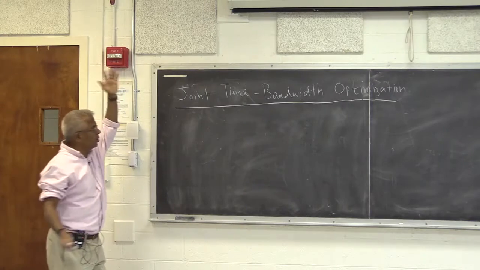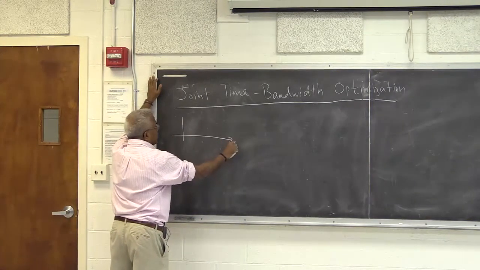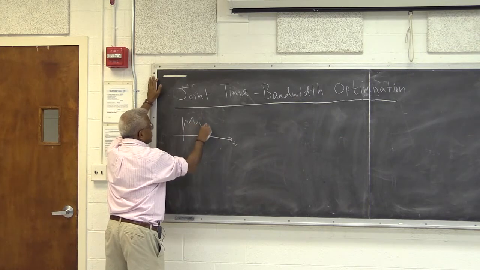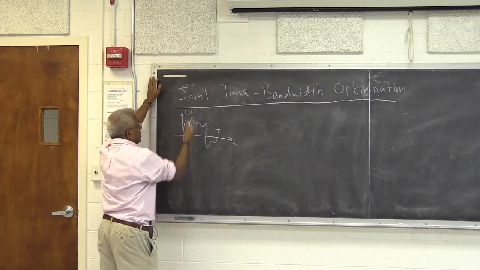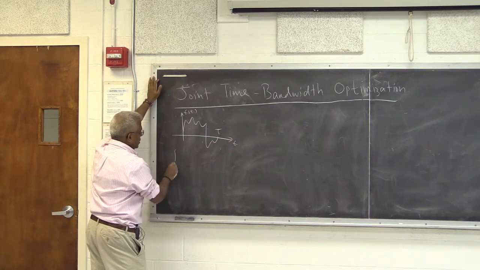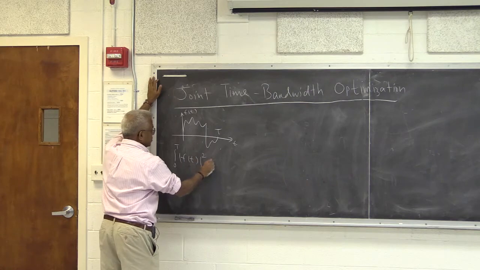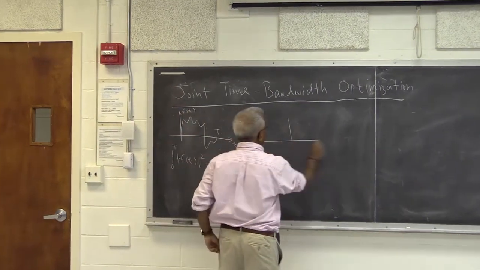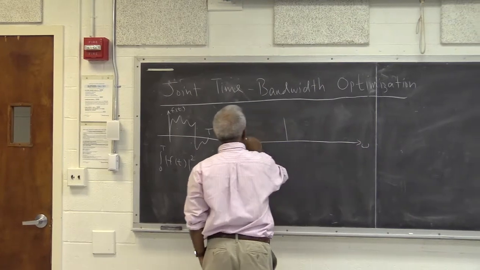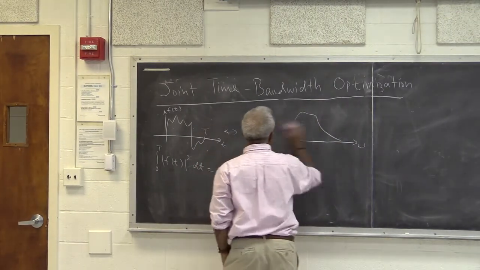Here the problem is joint time bandwidth optimization. So a simple problem of this type would be, let's say you have a pulse of some length t, f(t), and we'll say that its energy is 1 or some quantity. And its Fourier transform gives you the distribution in frequency, what goes on in the frequency domain.